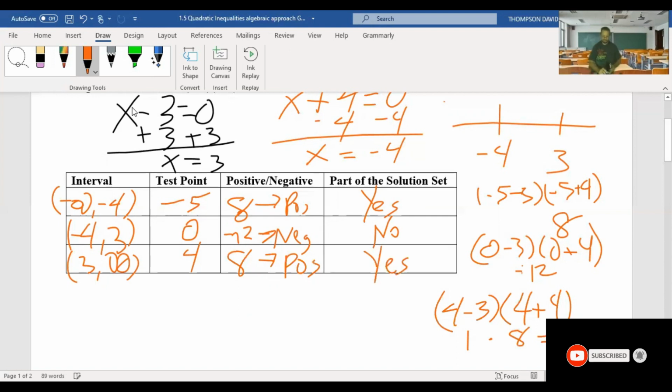So our solution set will go from negative infinity to negative 4, union (3, infinity), and we are done.